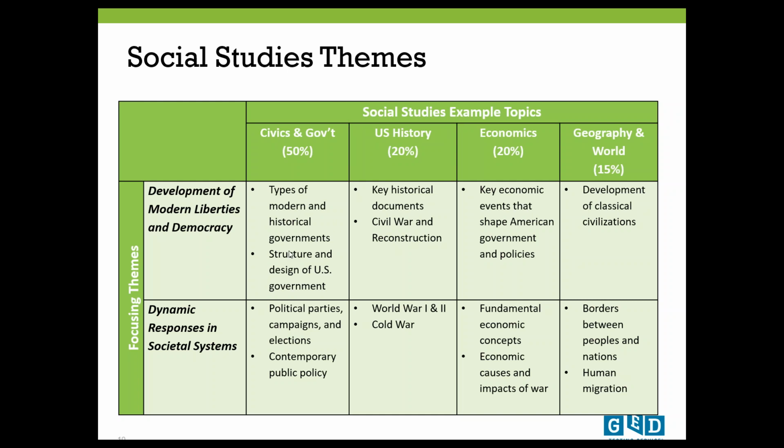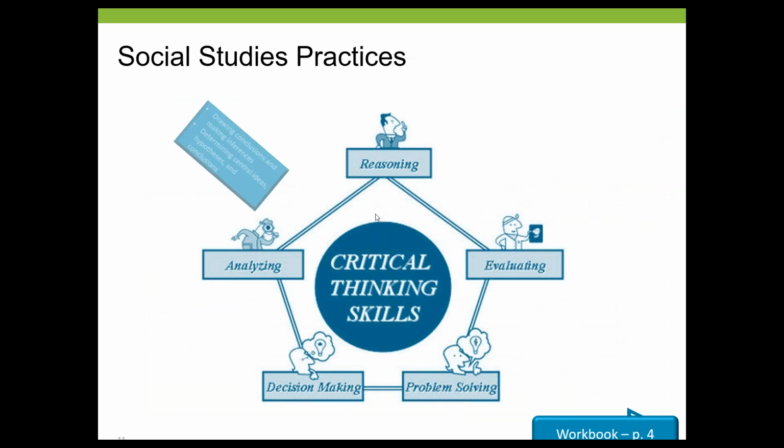So I see some key things here that students can really focus on. Take a look here, because we actually have civics and government and U.S. history are almost 70% of the test. If we can work in those areas, that can make a difference for our students.